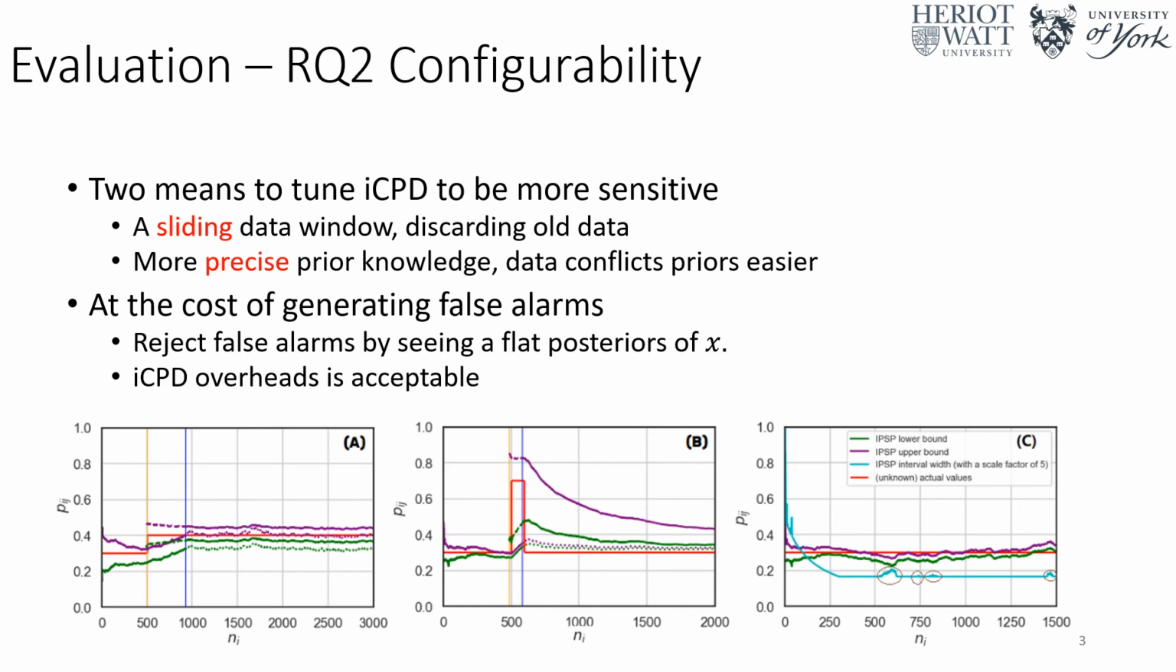Of course, by making the iCPD more sensitive, we are at the risk of seeing false alarms. For instance, in the third figure, where there is no change at all, we still triggered 4 false alarms. The good news is, even if a false alarm was triggered, the iCPD can reject this false alarm after seeing a very flat posterior distribution of the change point X. And also importantly, the overhead of our iCPD is low, which is the next research question.